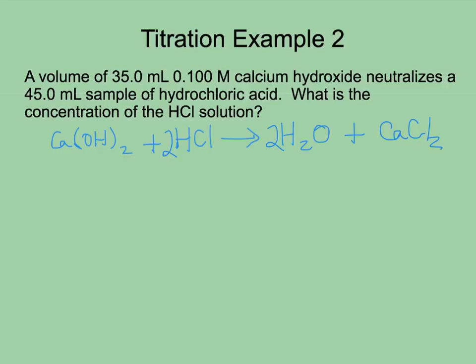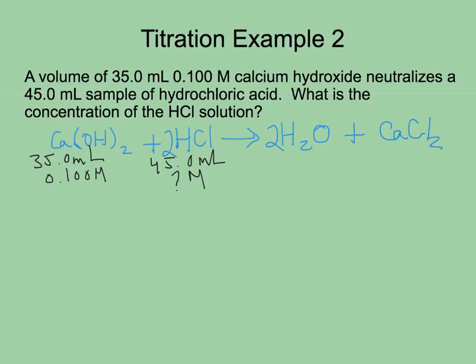I like to write down what I have and what I'm looking for. So I have 35.0 milliliters of the calcium hydroxide, and it's 0.100 molar. My HCl, I know I have 45.0 milliliters, and I'm trying to find its concentration.